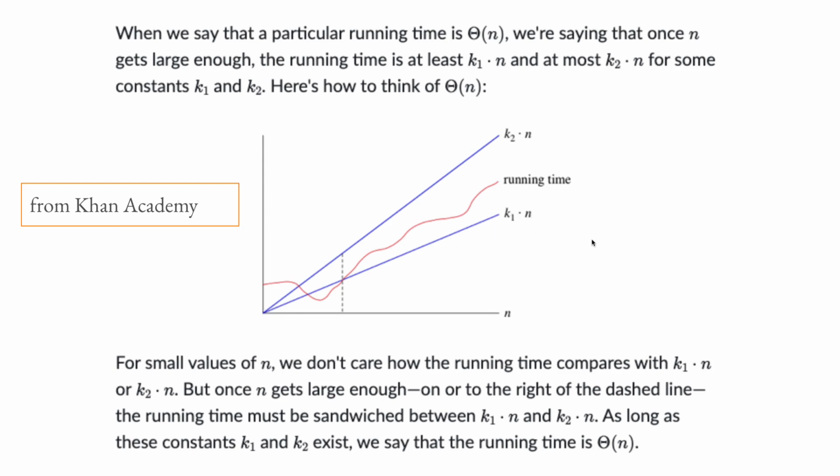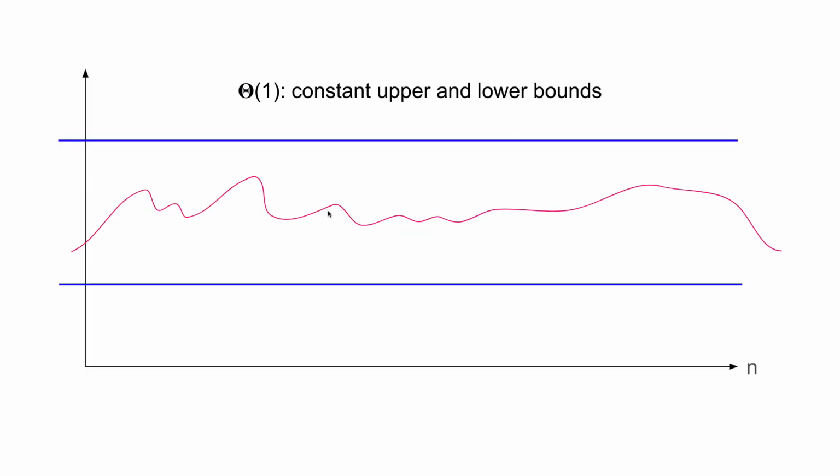So this would be Theta(n), where there's a linear relationship, so the upper and lower bounds are a function of n. So translating that to our scenario, Theta(1) would mean now we have some constant upper and lower bound. So, some k2 times 1 as the upper bound and some k1 times 1 as the lower bound. And then the actual values can fluctuate in between those 2 bounds.